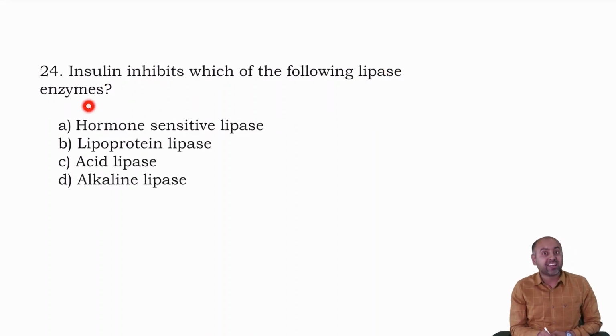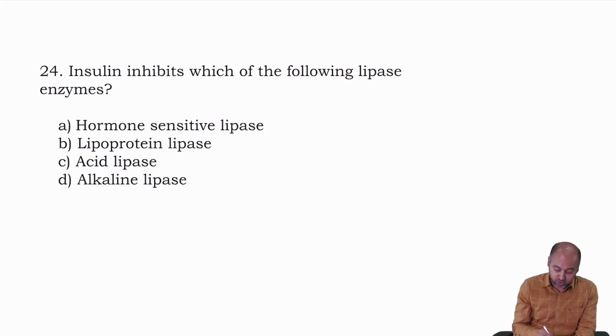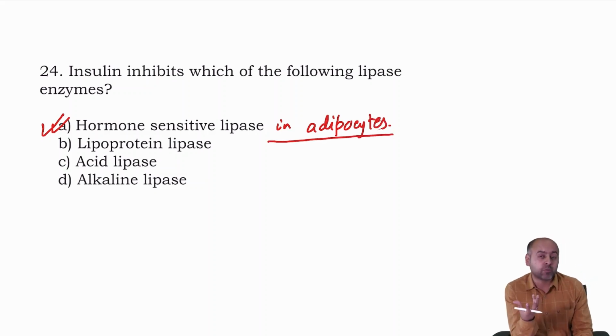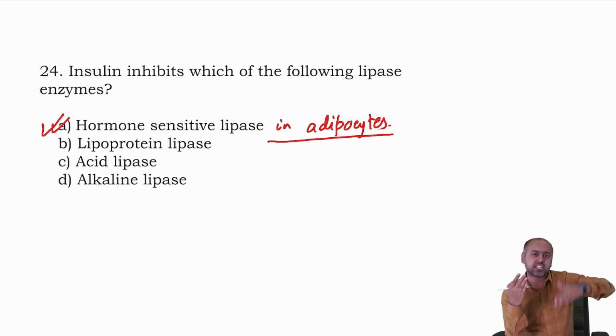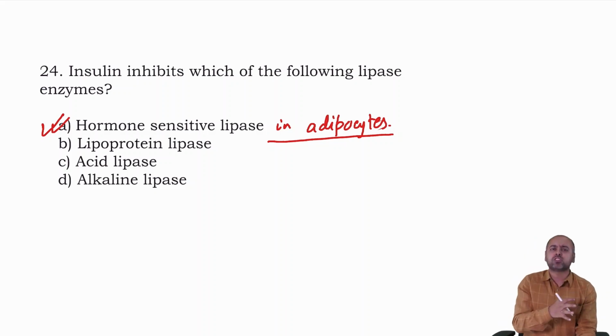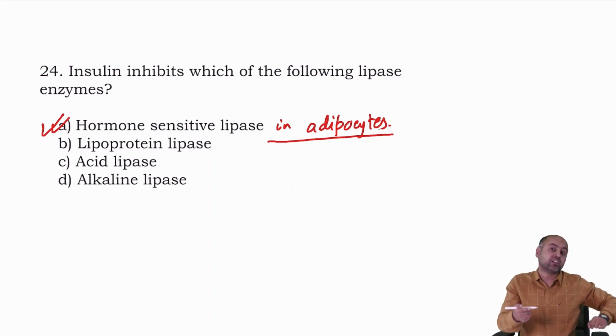Insulin inhibits which of the following lipase enzymes? A similar question has been asked in the NEET PG exam also. So you should remember that insulin inhibits the hormone sensitive lipase which is commonly present in the adipocytes. So as long as insulin is there in circulation in abundant amounts, the triglycerol in the adipocytes will not be mobilized. Once fasting and starvation sets in, the insulin level starts falling, this inhibition will be lost. That is when the hormone sensitive lipase will become active and it will start mobilizing the triglycerol, the fatty acid which is present in triglycerol, which goes into the circulation, tissues will take up, liver will take up, liver will convert it into ketone bodies also.